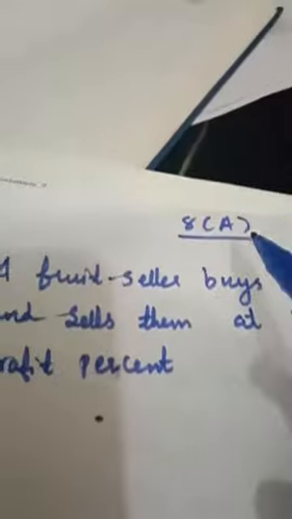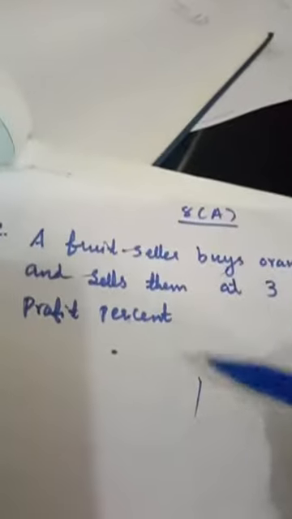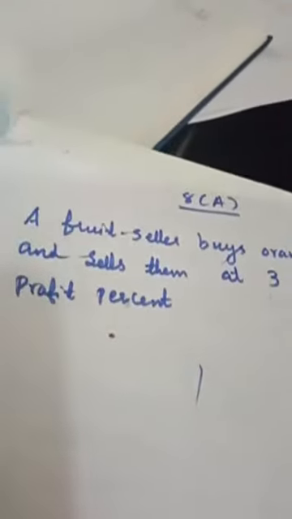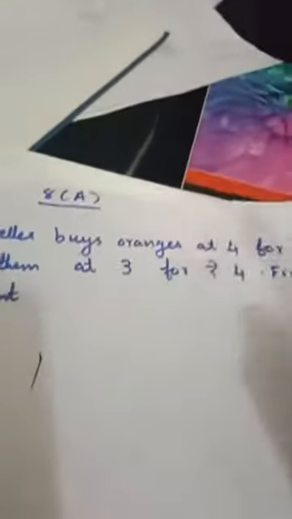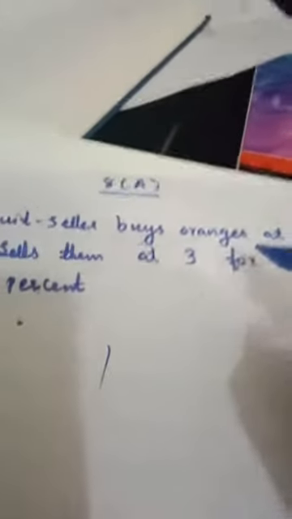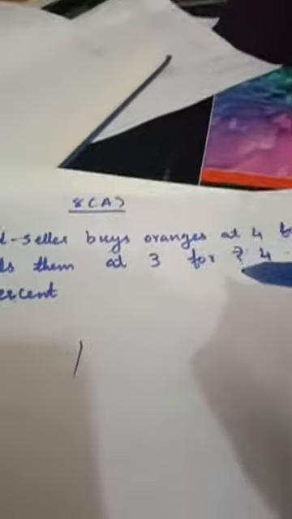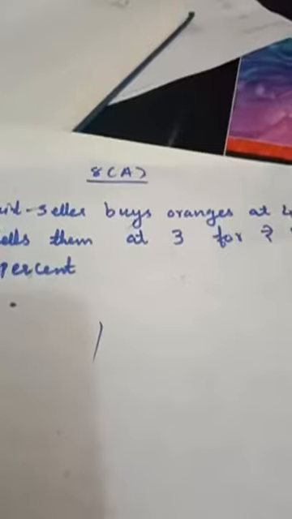Now we are going to discuss exercise questions. Exercise 8A, second question. A fruit seller buys oranges at 4 for 3 rupees and sells them at 3 for 4 rupees. Find the profit percentage. It is given as a profit, but we don't know the price of one quantity. He bought 4 oranges for 3 rupees and he sold 3 oranges for 4 rupees.